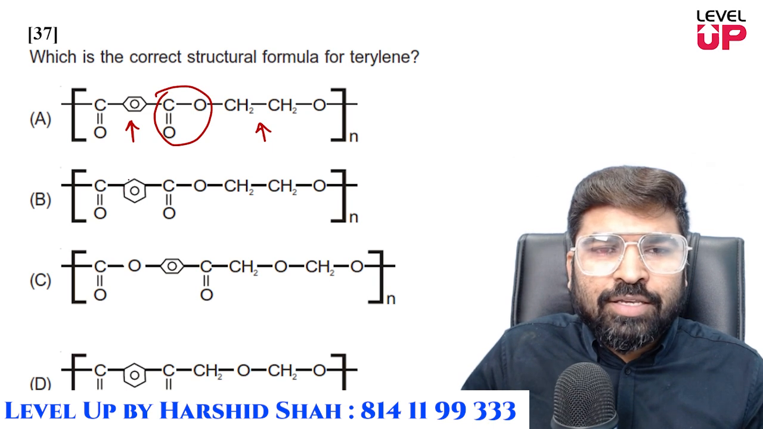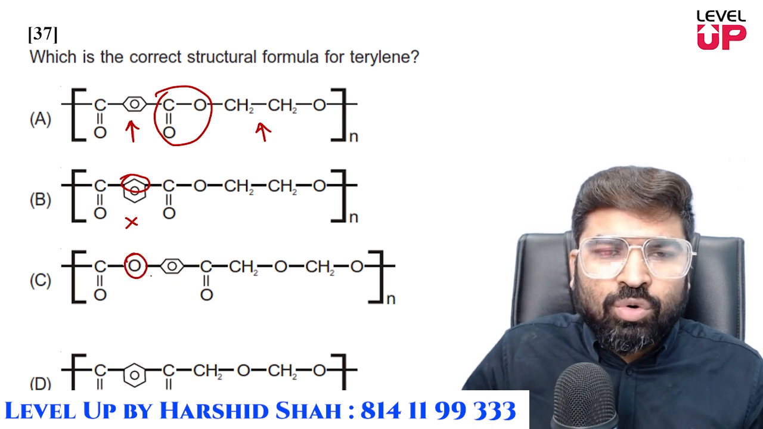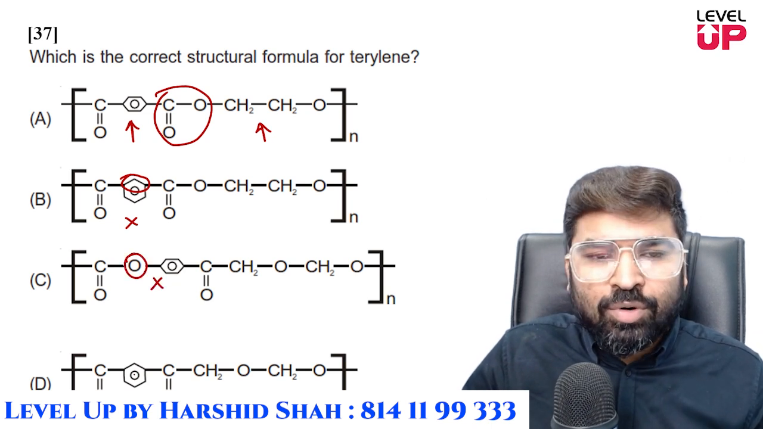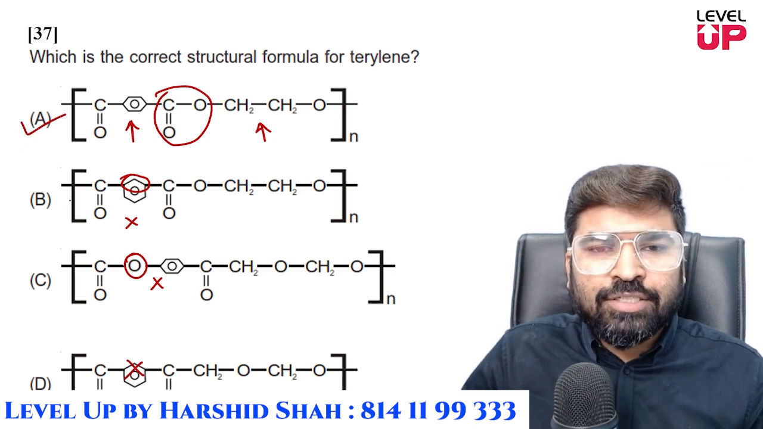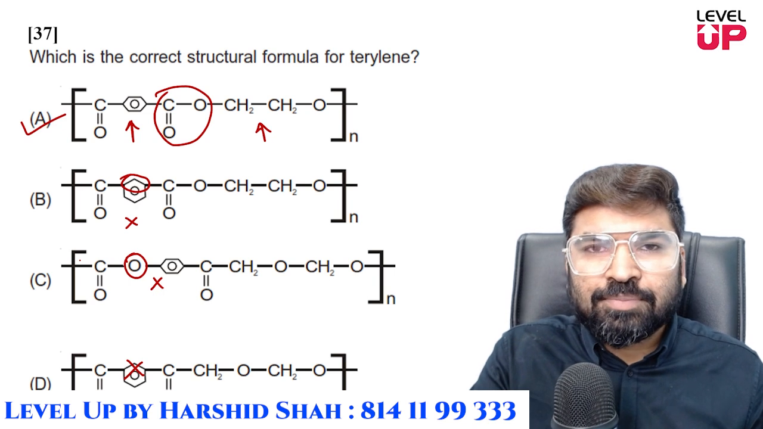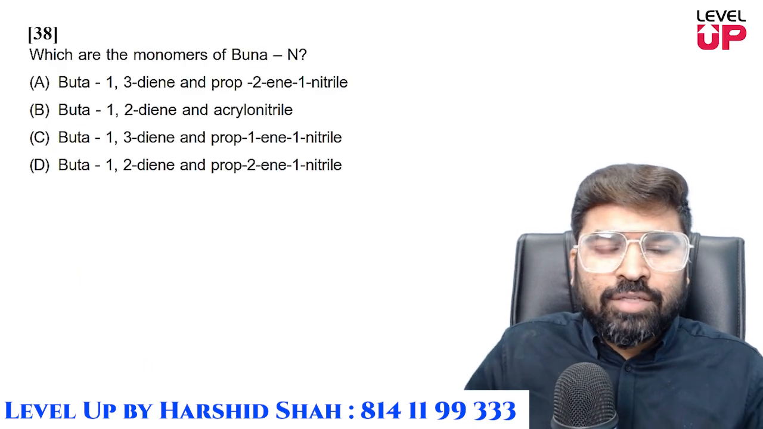यहाँ पे आप देख सकते हैं ये कौन सा पोजीशन आपको दिख रहा है, मेटा पोजीशन, सो विच इज़ रॉन्ग. It does not have the O at the para position, it has the C double bond O. Again, it's a meta position, so this is wrong. Option A is the only correct answer. Okay, let's go for 38.